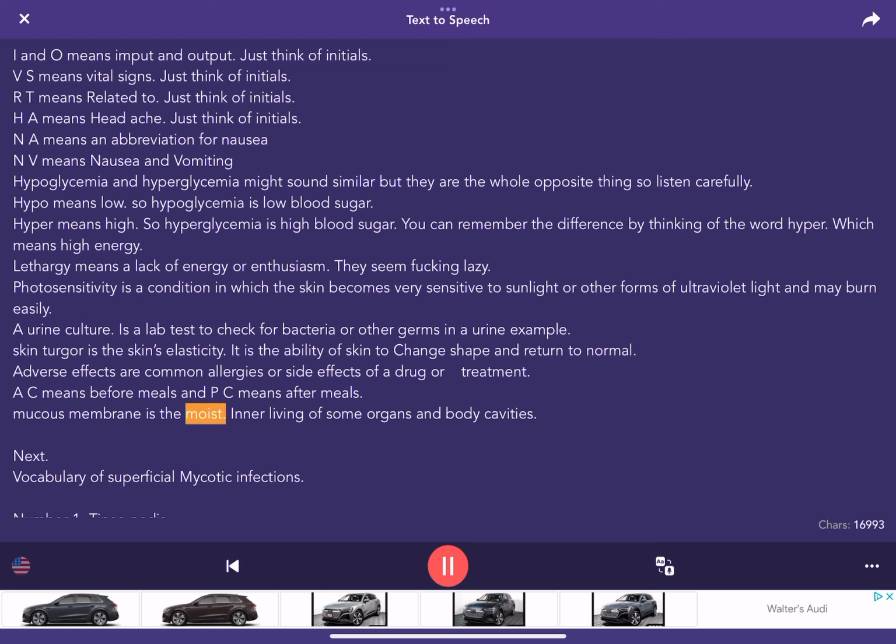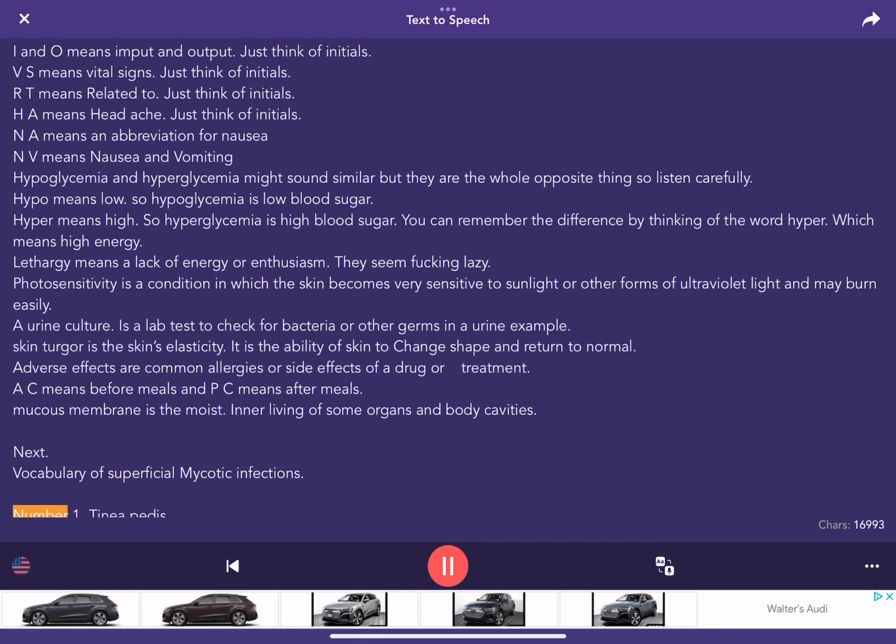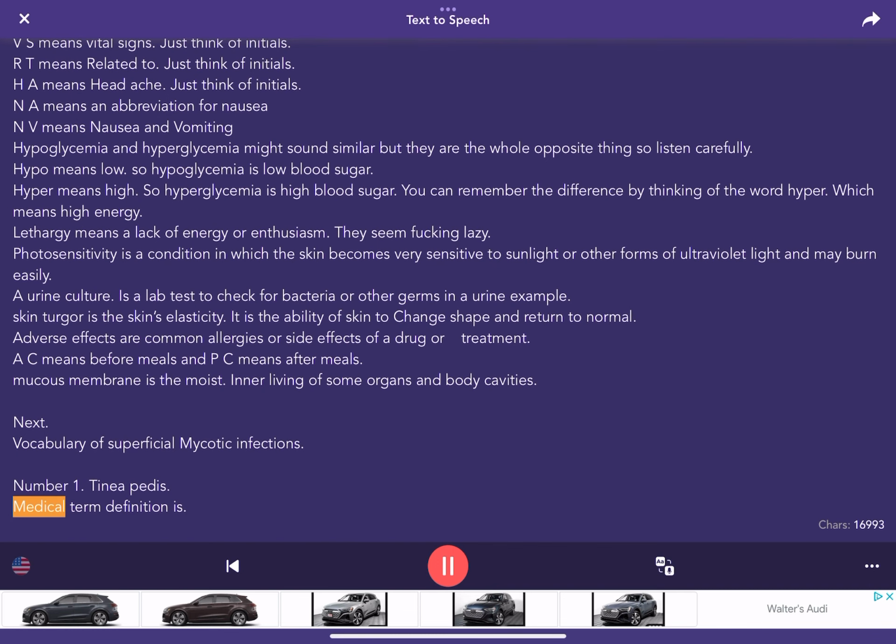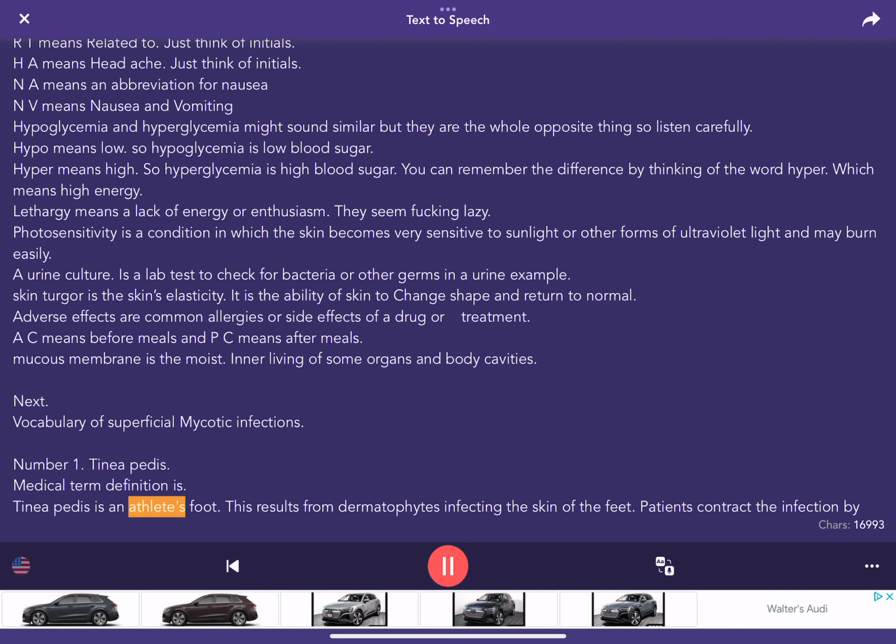Mucous membrane is the moist inner lining of some organs and body cavities. Next, vocabulary of superficial mycotic infections. Number 1. Tinea pedis. Medical term definition is, tinea pedis is an athlete's foot.